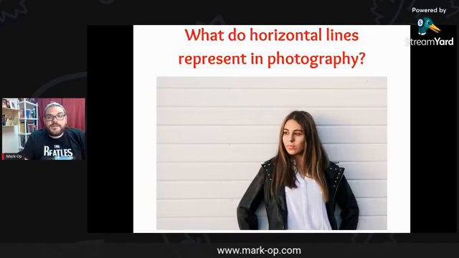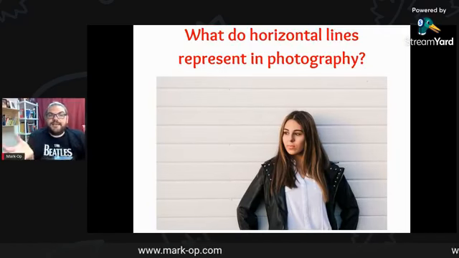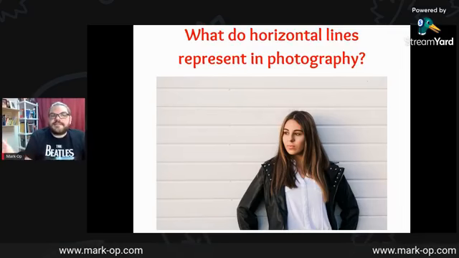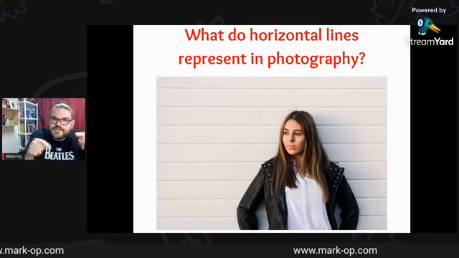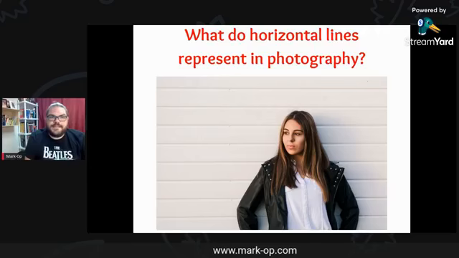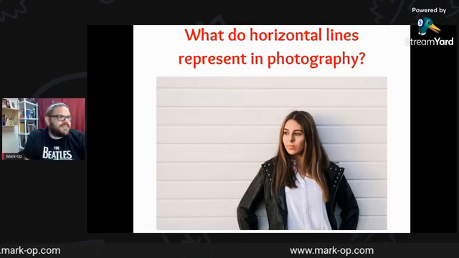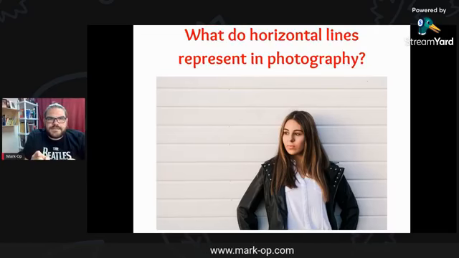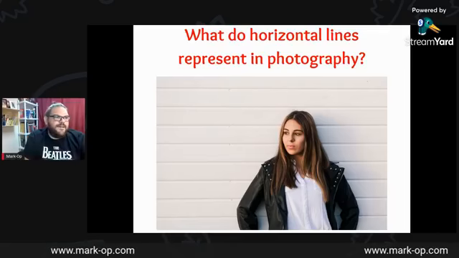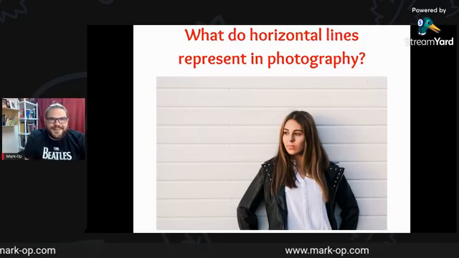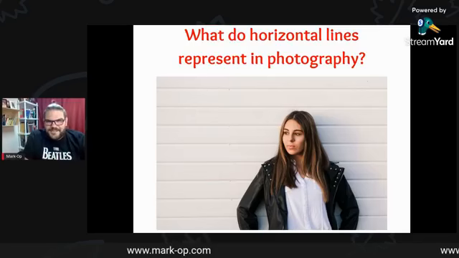When we look at horizontal lines, like I said, I'm not giving a course, it's just a discussion. So if you guys have questions, feel free to put them in and we can discuss as we're talking. Horizontal lines represent stability. I had fun with horizontal lines this week with the kids. They're everywhere. It's amazing. I'll show you some examples when we look at my photos.